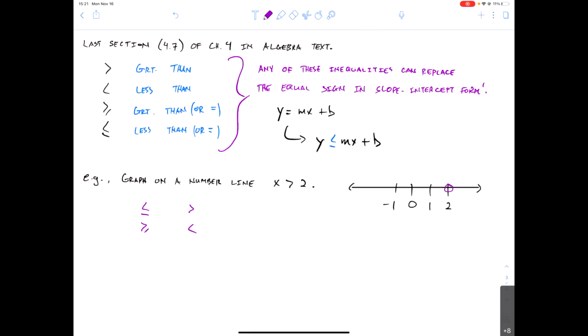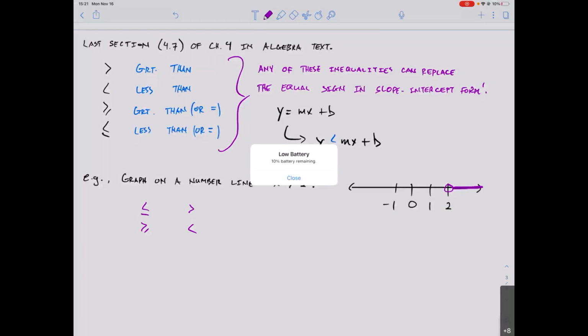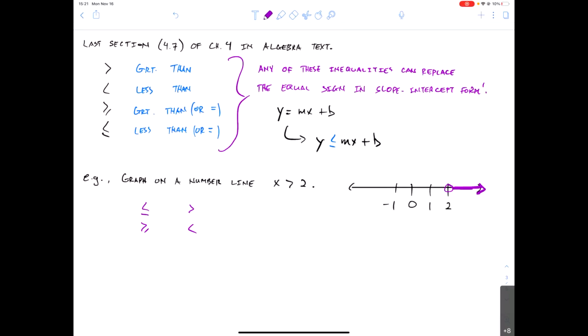And then you just follow the direction it tells you. It wants all the x values more than, whoops, iPad's about to die, more than 2. If the iPad dies and it just cuts off abruptly, I apologize in advance. Obviously, that means class is over. But we are almost done, though. Let me see if I can get a charger to reach over here.